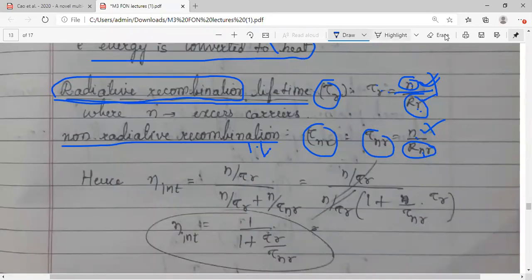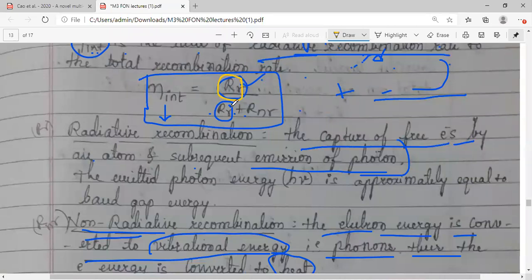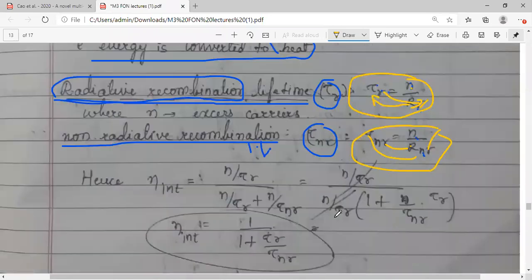Now, from these two equations, tau R and tau NR, I will rearrange them. I will take out RR by exchanging these two: RR is equal to N by tau R. Here also, RNR is equal to N by tau NR. I'm just exchanging these two places so that I can get the values of RR and RNR, because I can substitute them here. Using those equations, I've substituted: N by tau R divided by N by tau R plus N by tau NR.